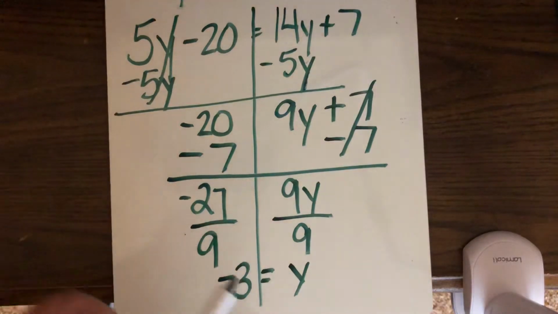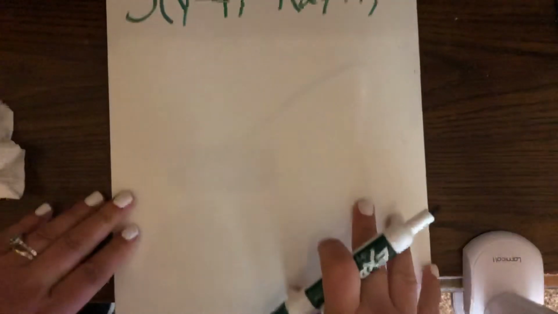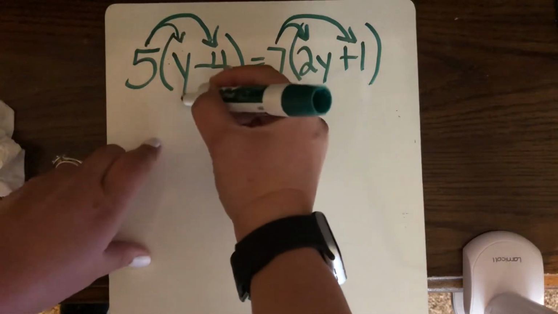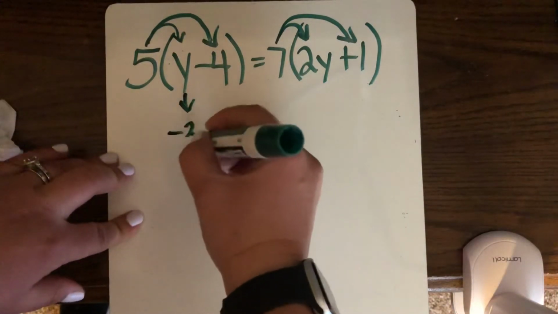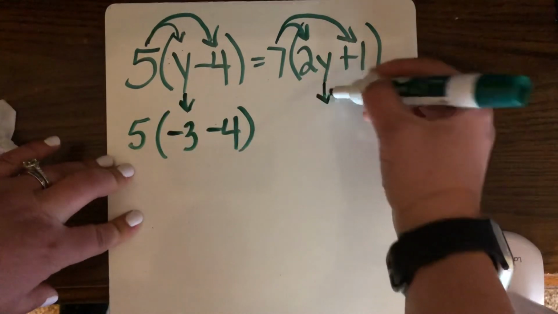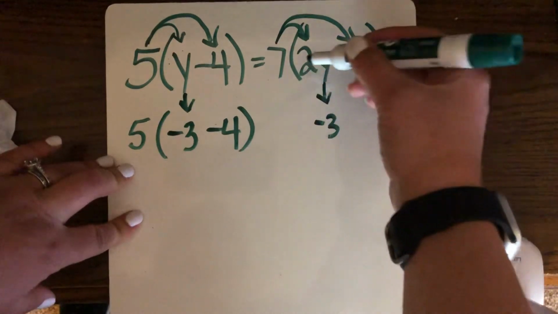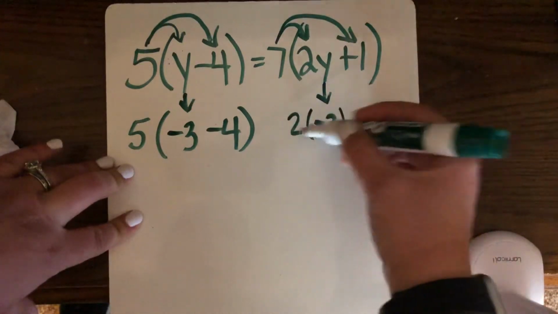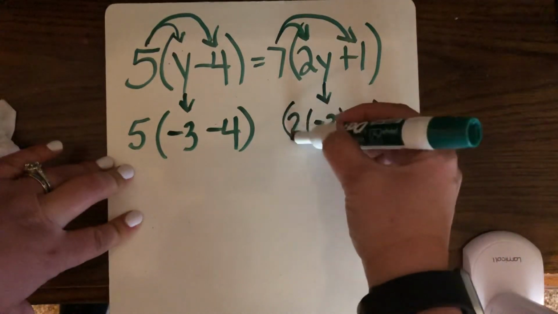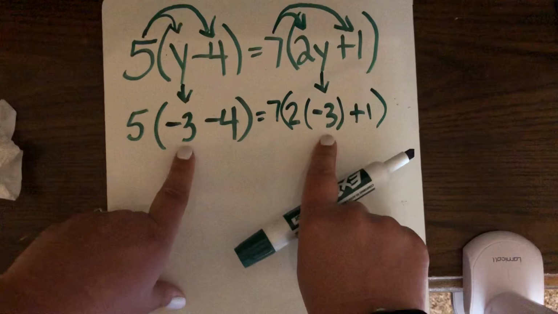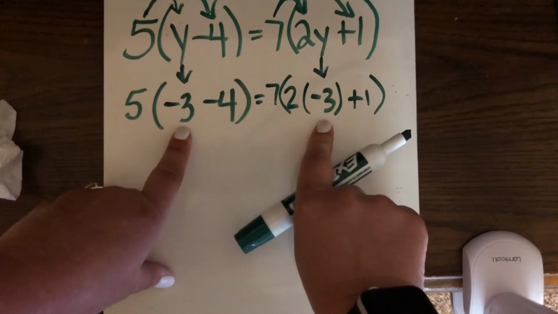Okay, now to check with substitution, I take my original problem and I got my answer of -3. So I am replacing my variable with -3. Everything else stays the same. Now, if I have a 2 next to a -3, that means that I'm multiplying it, right? So 2 times -3 plus 1, that's all in my parentheses, and I bring down my 7. Okay, so I'm using substitution to have my reasoning of why my answer is correct.